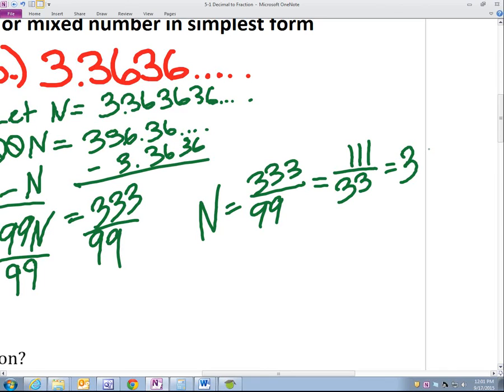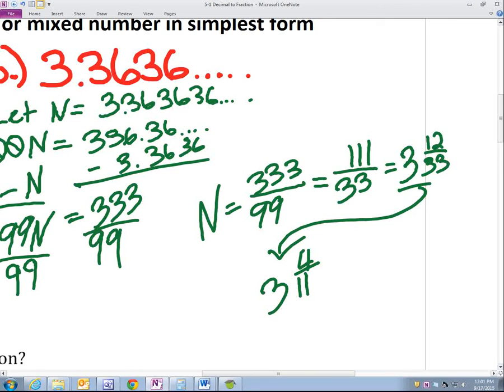And then that would be 99 left over, or we have 99, and then it goes to 12. So we have 12 33rds, which simplifies to 3 and 4 elevenths. 3 and 4 elevenths.